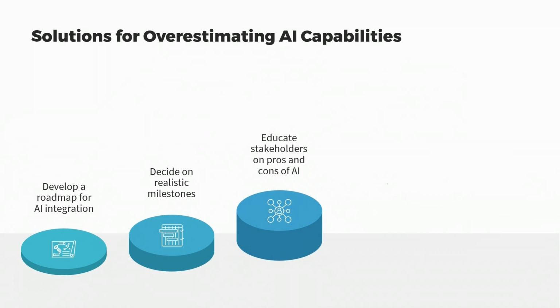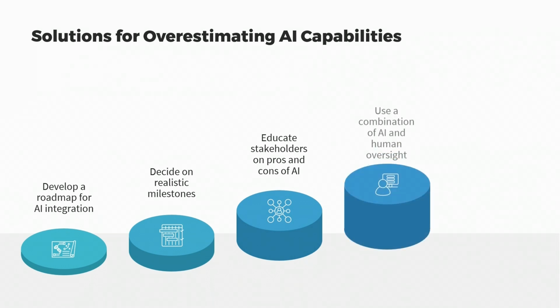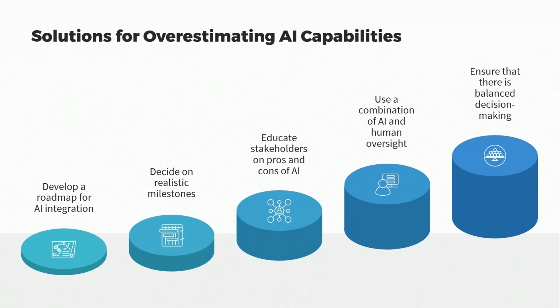Educating stakeholders, including executives, employees, and customers, on the benefits, limitations, and risks of AI technologies promotes a more informed and realistic understanding of AI's potential and limitations. And balancing AI automation with human oversight and intervention can help organizations to leverage the strengths of both AI and human intelligence, ensuring robustness, reliability, and ethical conduct in decision-making processes. And promoting a culture of balanced decision making that considers both AI driven insights and human judgment promotes critical thinking, creativity, and adaptability.